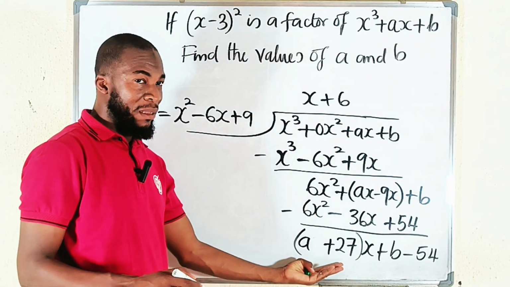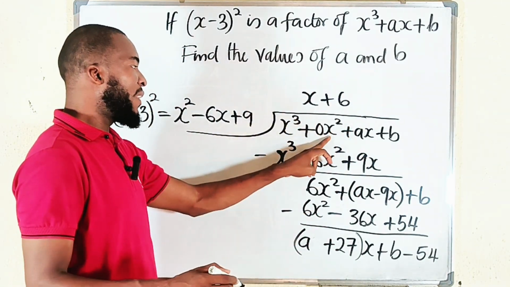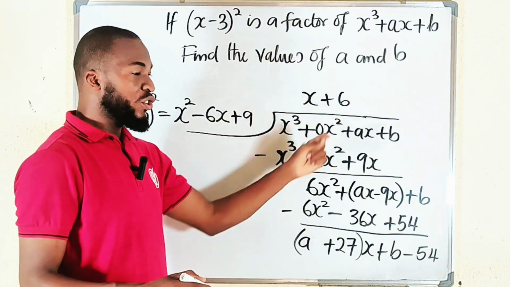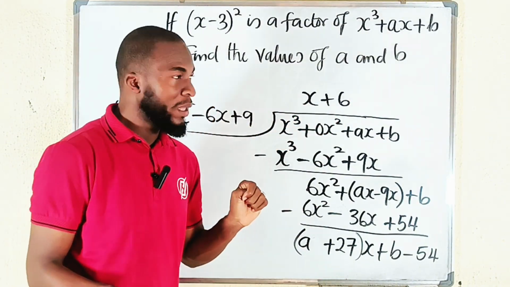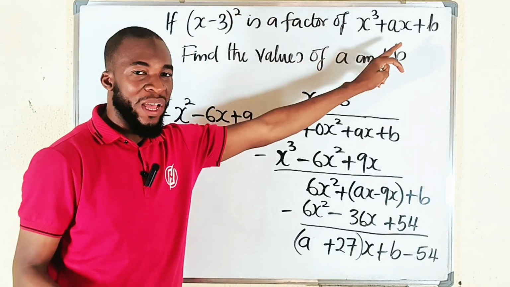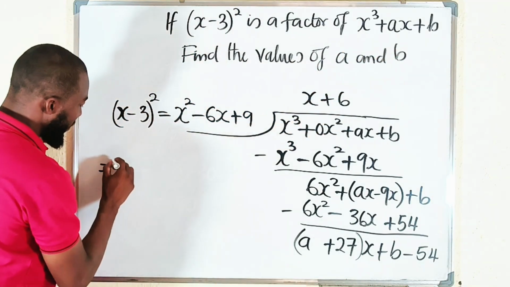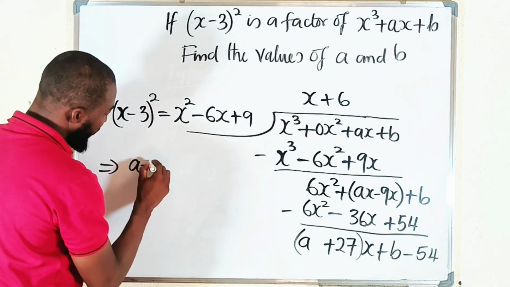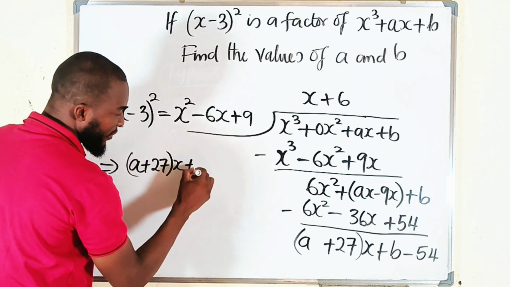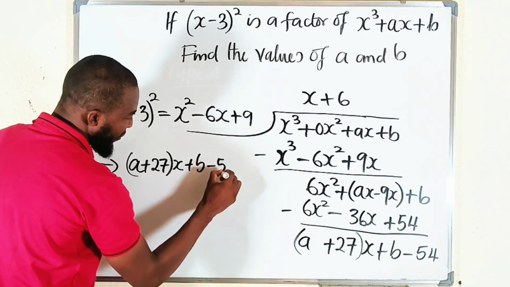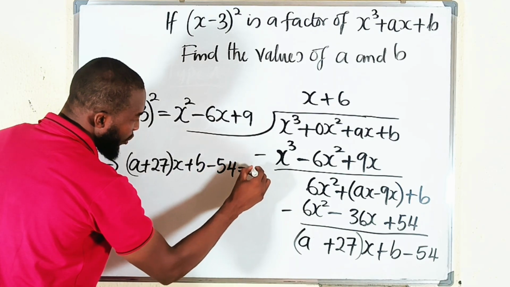This is the remainder after dividing this by this. This is the quotient and this is the remainder. I told you that the remainder must be 0. If at all, this is a factor of that. So this implies that a plus 27x then plus b minus 54 must be equal to 0.